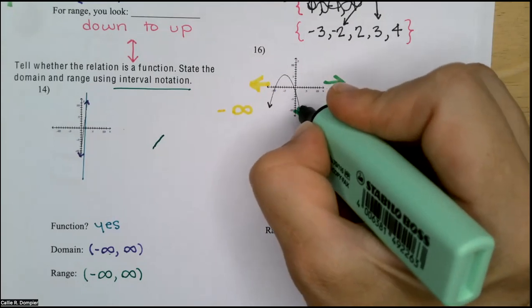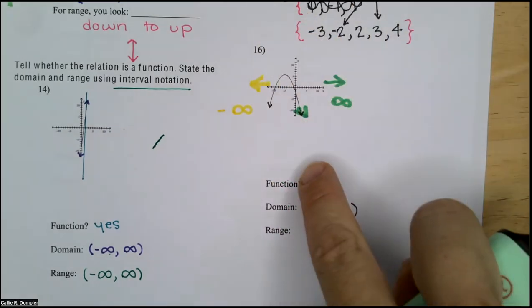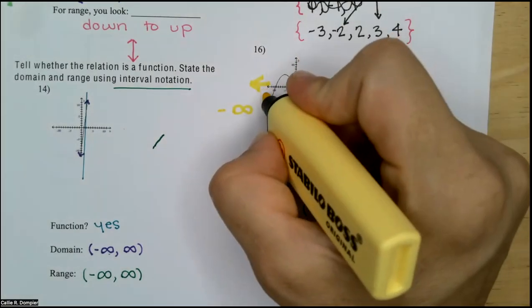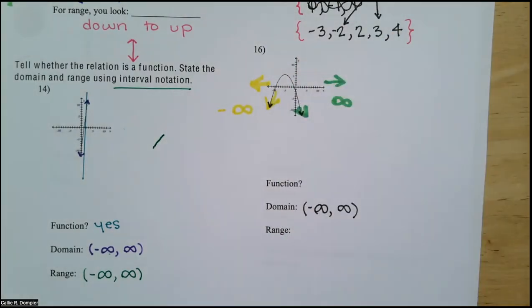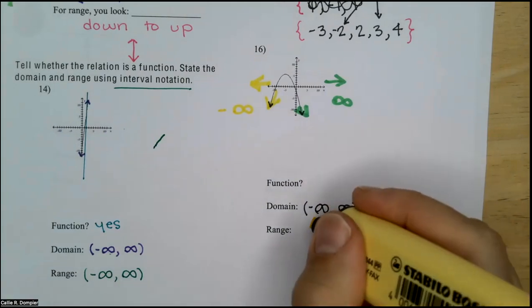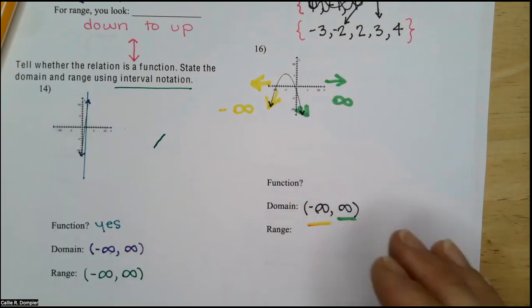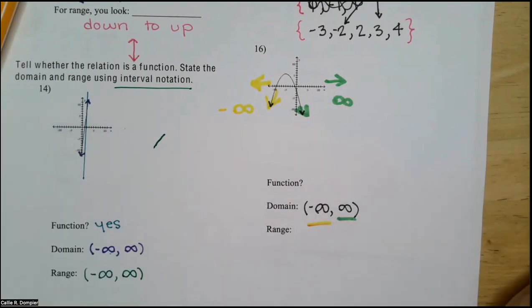So even though it's going much further down than across, it's still going across. So that is still negative infinity to infinity. Okay, I just want to make that clear. It doesn't matter how slightly, if it's an arrow and it's going in the negative x direction, it's negative infinity. If there's an arrow going in the positive x direction, that's positive infinity.